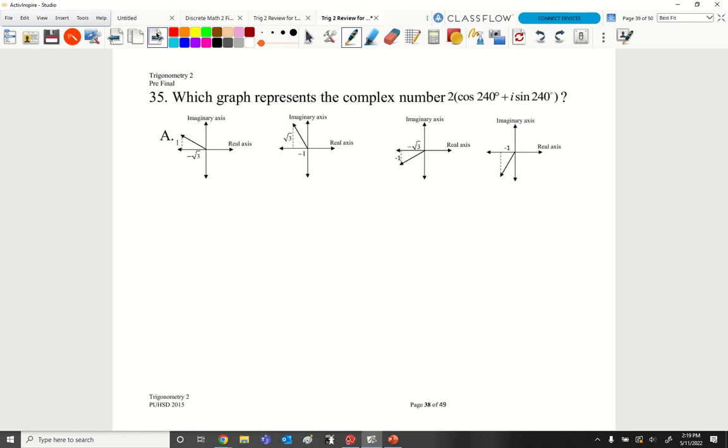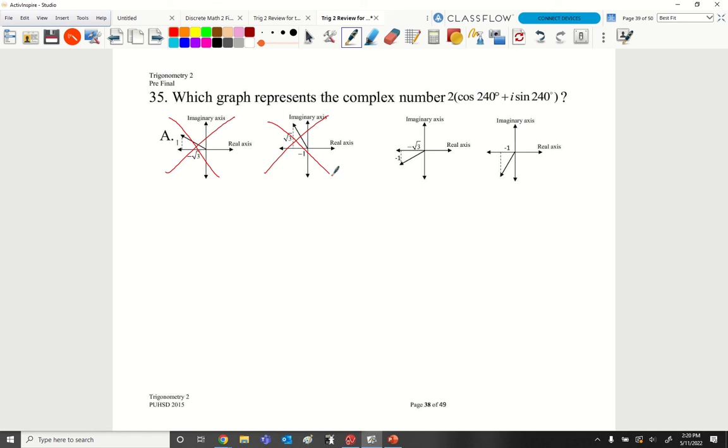First, since we're trying to match the graph, let's just use the angle. Think about it. Where's 240 degrees? What quadrant? Quadrant 3. 240 is in quadrant 3, right? Yes, it's in quadrant 3. So that means that A and B are done. Now, cross them out.